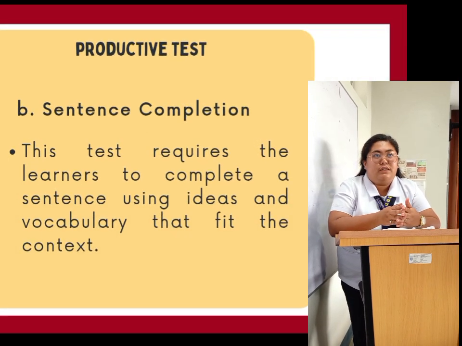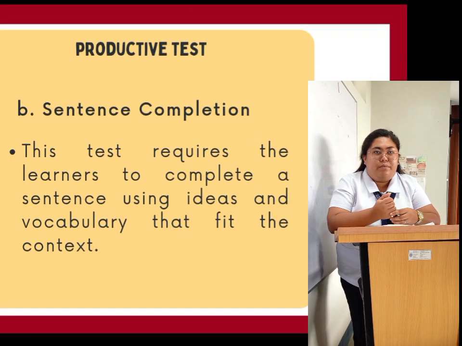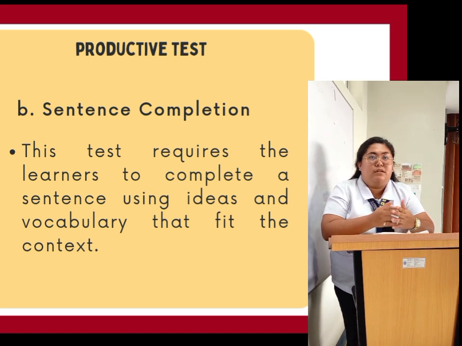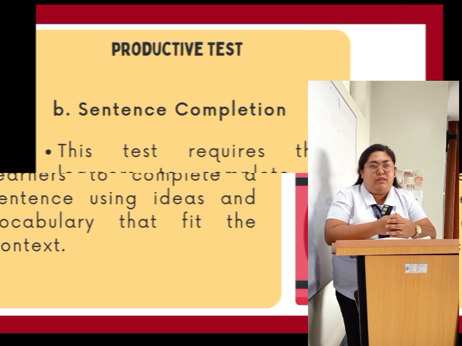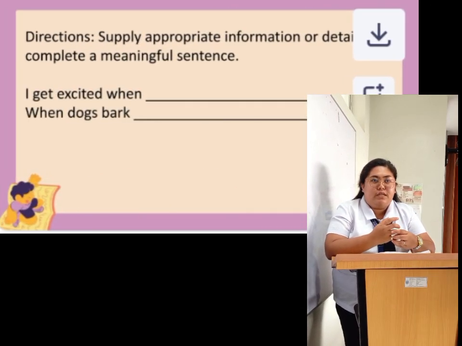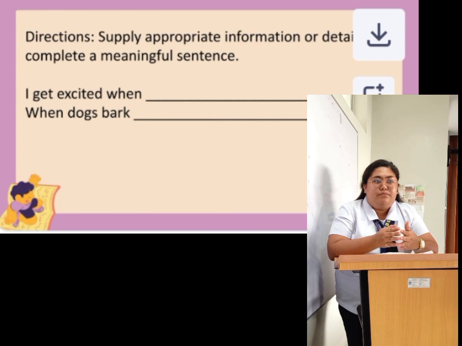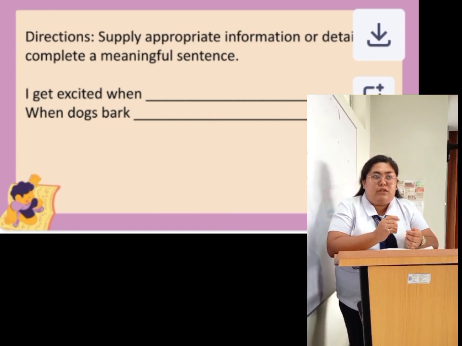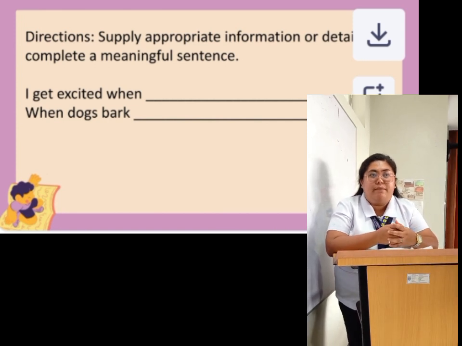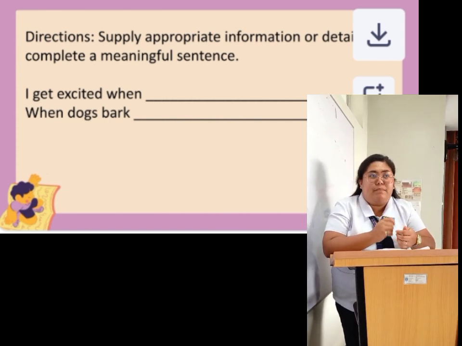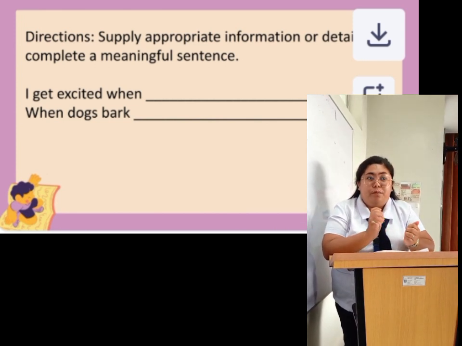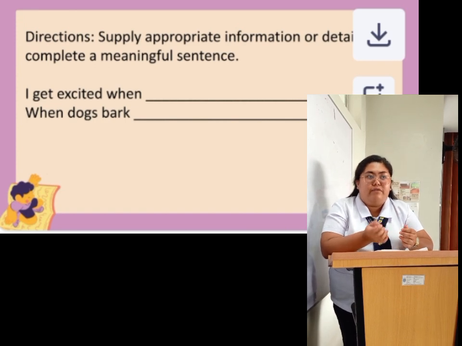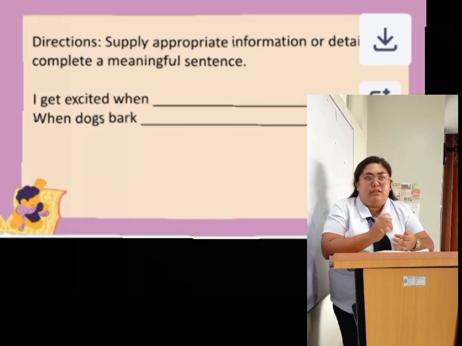The next one is sentence completion. This means that the task requires the learners to complete a sentence using ideas and vocabulary that fit the context. Our example of this sentence completion: in this direction, supply appropriate information or detail to complete a meaningful sentence. Our first example is, "I get excited when blank." So the learner should complete the sentence given, starting with the first word given by the teacher.